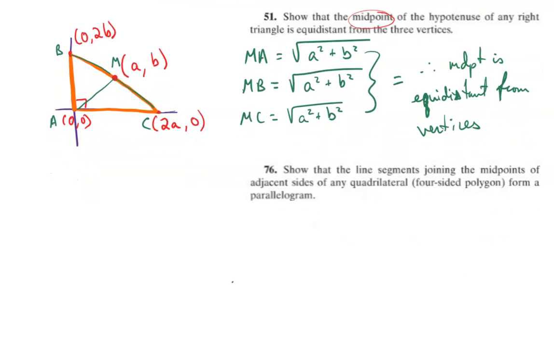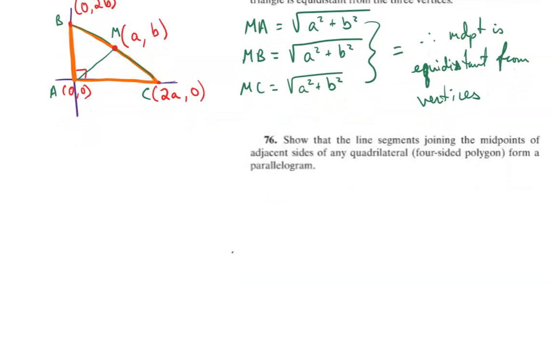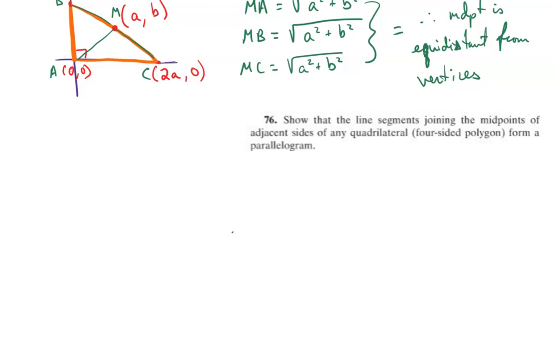For this last one, show that the line segments connecting the midpoints of the sides of a quadrilateral form a parallelogram. Okay, so again, I'm going to put this on a coordinate grid. I will have to use more than just A and B because we want to use any quadrilateral, but I am going to try and get as many zeros as possible. I want to have as few variables as possible.